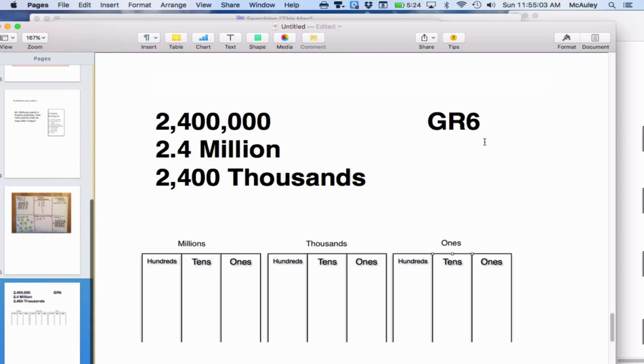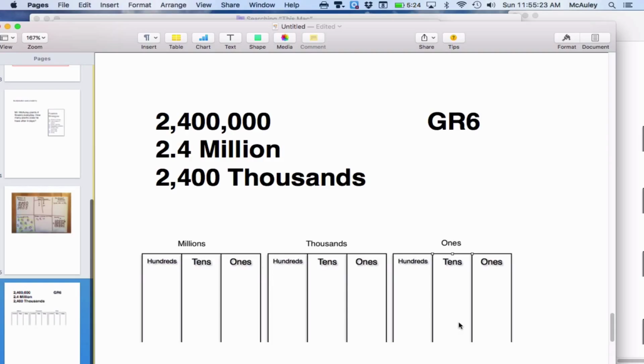Okay, this is for the grade 6s now. The grade 6s talked about renaming numbers. So let's say we look at 2,400,000. Another way of writing that, of course, is 2.4 million. But another way of writing that might be 2,400 thousands. So 2,400 thousands, kind of a little confusing.